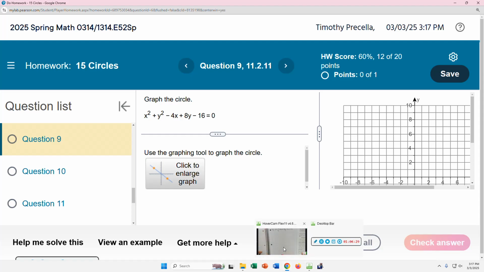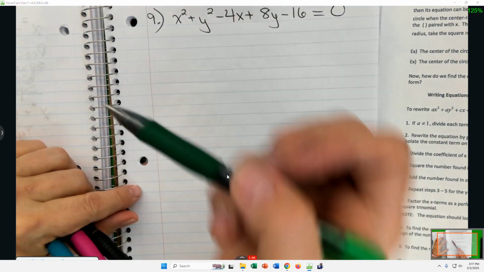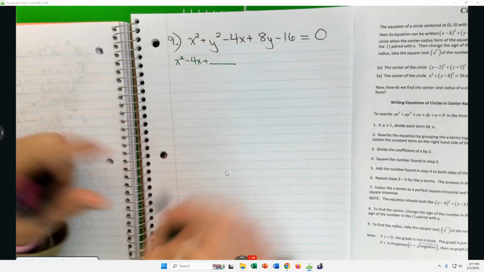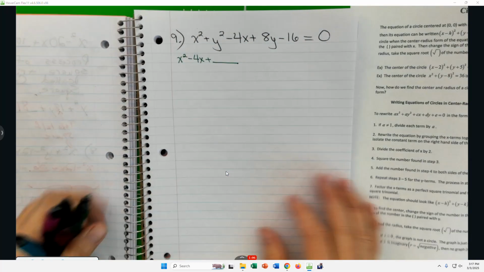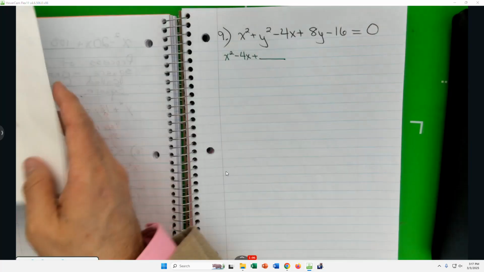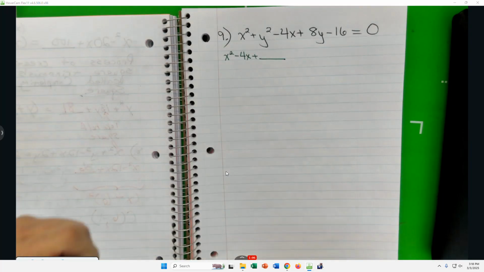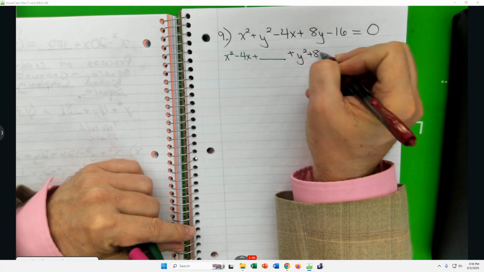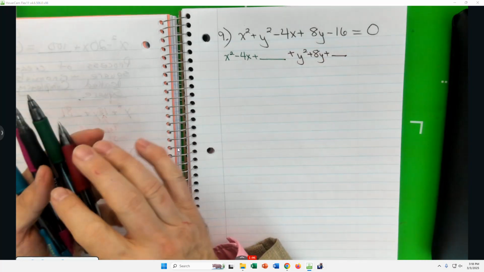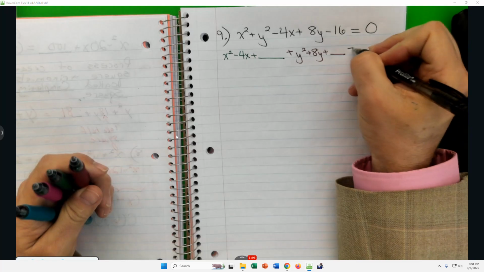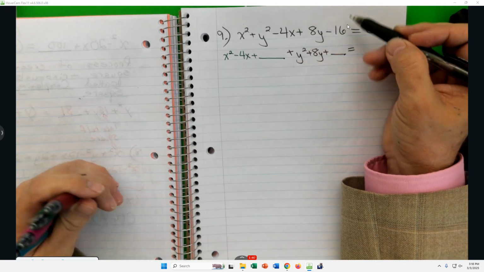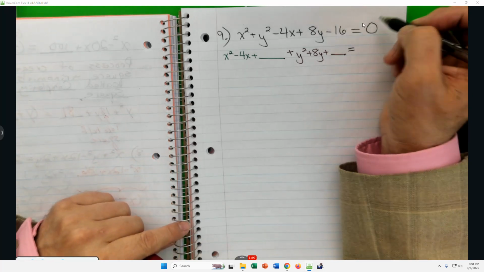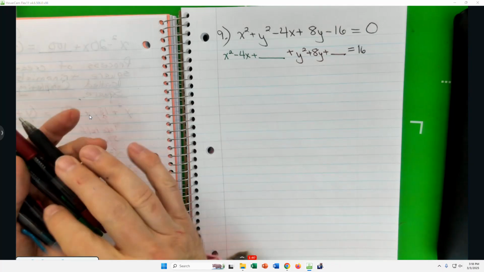I'll group the x terms together. X squared minus 4x plus, skip some space. I'll group the y terms together. Y squared plus 8y plus, skip some space. We need that constant term over on the right-hand side. So the 16, that negative 16, we'll move that over. That becomes a positive 16.